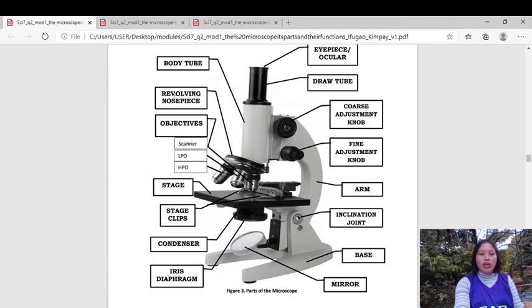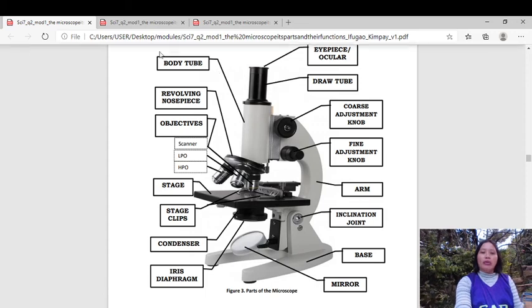Next, you have the revolving nose piece. The revolving nose piece can be revolved or rotated, from the word itself, revolving. If you want to focus the high power objective, you just rotate the revolving nose piece so that the high power objective will be focused. Or if you want low power, rotate it again so that the low power objective will be the one to focus. If it clicks, that means the objective has now been focused.